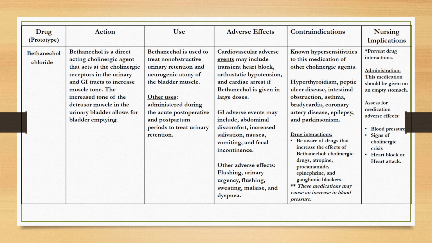So adverse effects, we can have cardiovascular issues where we could have heart block, orthostatic hypotension can occur, and cardiac arrest if it's given in large doses. So we got to know what's going on with our patient. We got to do a good cardiac assessment of the patient, and that would be getting an EKG or ECG, listening to the apical pulse for at least 1 minute. Orthostatic hypotension, knowing how to check for that. We do the blood pressure, lying, standing, and sitting, and watch for a drop in that as we change those positions.